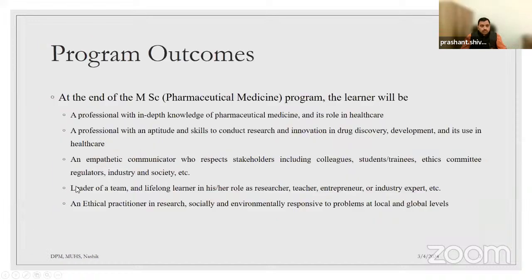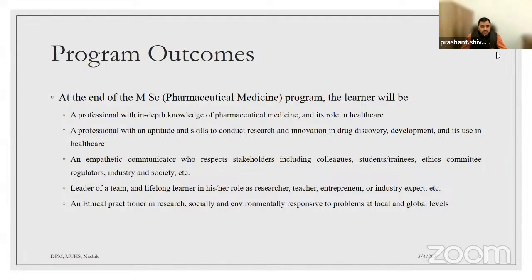If you look at the program outcomes, at the end of this pharmaceutical medicine program the learner will become a professional with in-depth knowledge of pharmaceutical medicine and its role in healthcare, a professional with the aptitude and skills to conduct research and innovation in drug discovery, development, and its use in healthcare. They will also become an empathetic communicator who respects stakeholders, including colleagues, students, trainees, ethics committee, regulators, industry, and society. This component gives a holistic approach as required by the UGC new curriculum implementation.